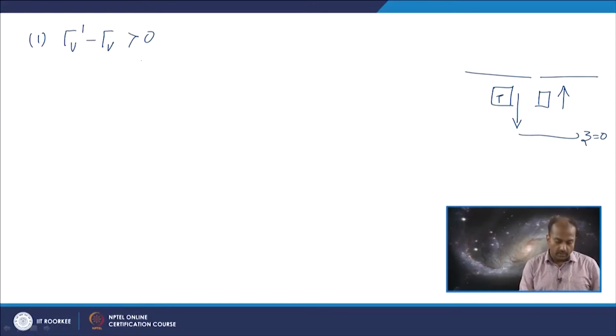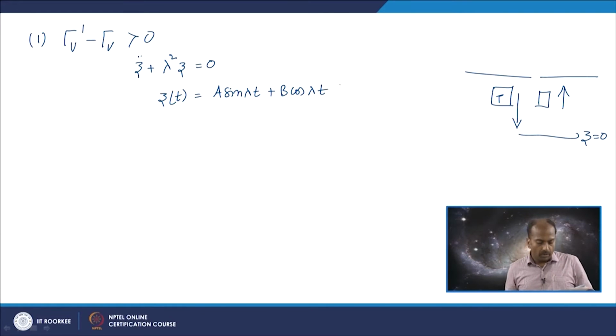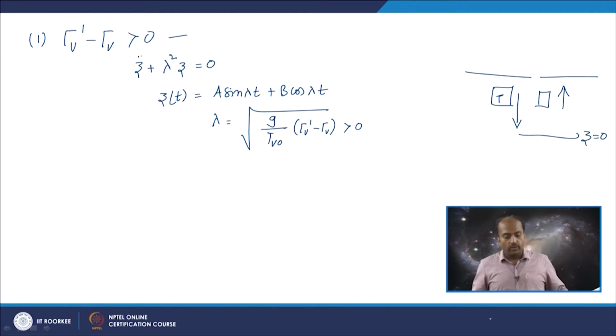Now, the second order differential equation can simply be written as z double prime plus lambda square z equals 0. A simple solution for this equation can be assumed to be z of t equals a sin lambda t plus b cos lambda t, right, such that lambda equals the square root of g by T v 0 into gamma v prime minus gamma v, which is now greater than 0 according to this, right. Now, if this is the solution, what kind of solution is this?